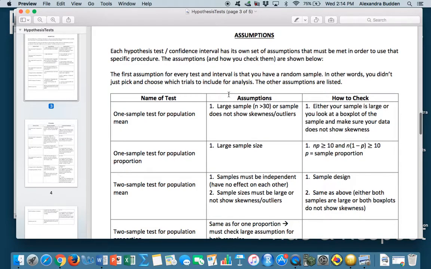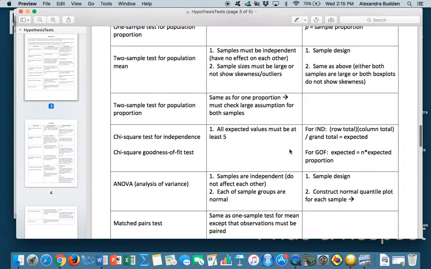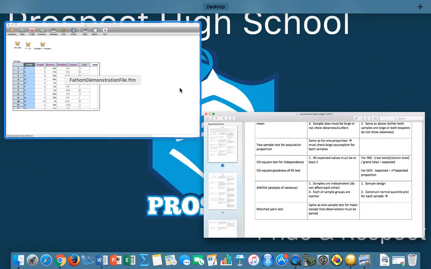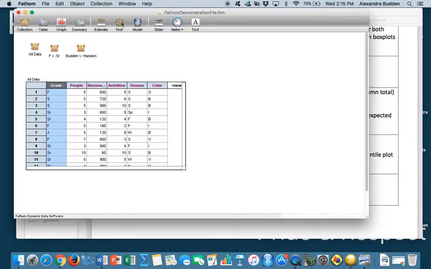So looking at the assumptions page, first one is that your sample is random. That's going to be the case unless you have a skewed sample or a poor study design, which is probably not the case. Other than that, all of the expected values have to be at least 5. I showed you how to calculate them here, but Fathom will do that for you, so don't bother to calculate them yourself. If we go to our data set, we are carrying out a test.